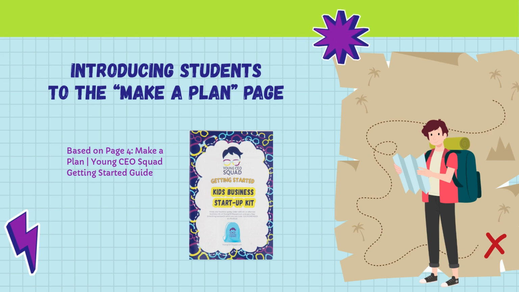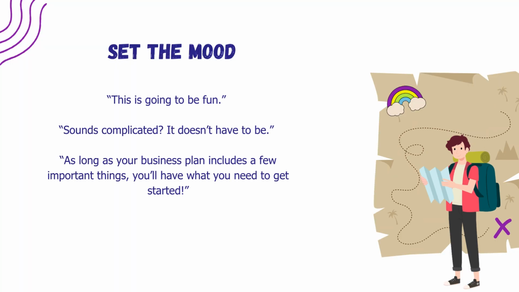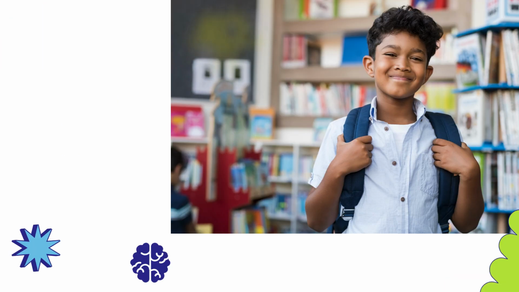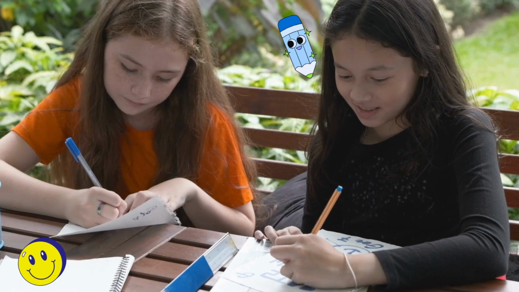I'll walk you through how to teach the simple business plan from the Getting Started guide. You'll find it on page 4 under the title, Make a Plan. This is where students begin to shift from just selling a product to actually thinking like a business owner. The goal isn't a formal business plan. It's to introduce foundational thinking in a way that's concrete, personal, and age-appropriate.